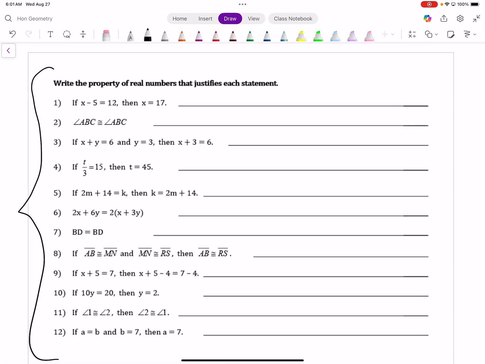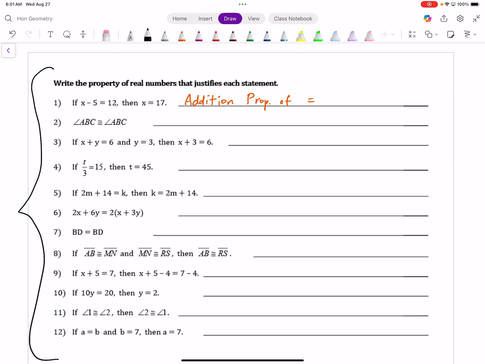So if x minus 5 is 12, why does x equal 17? Well, it's because we added 5 to both sides. So that's the addition property of equality.